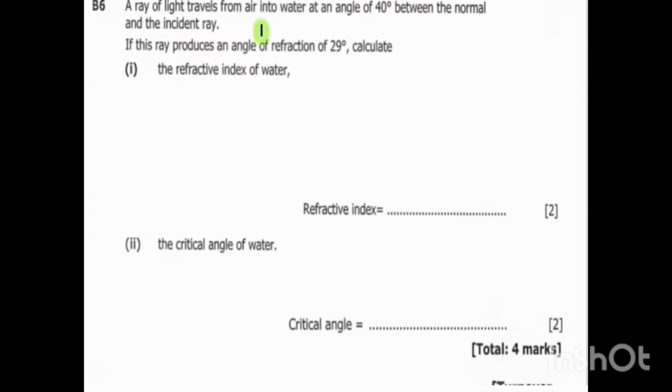A ray of light, that's question B6. A ray of light travels from air into water at an angle of 40 degrees between the normal and the incident ray. If this produces an angle of refraction of 29 degrees, calculate one, the refractive index of water, then two, the critical angle of water.